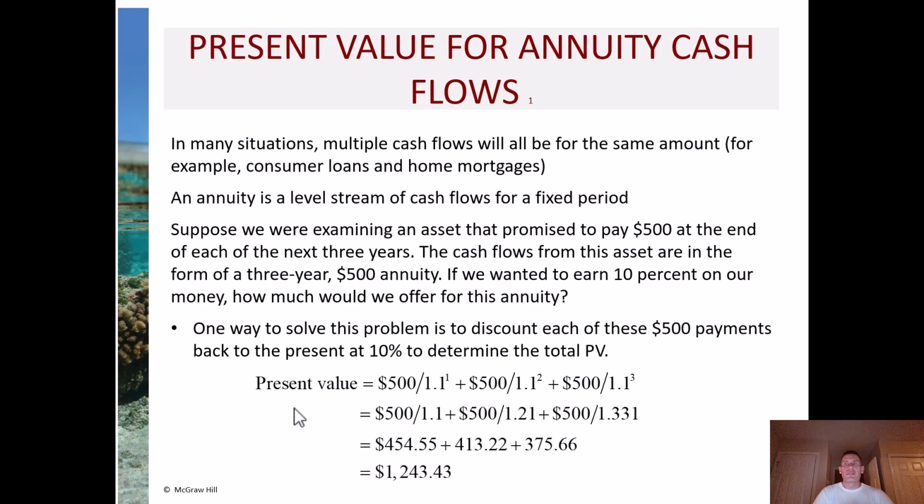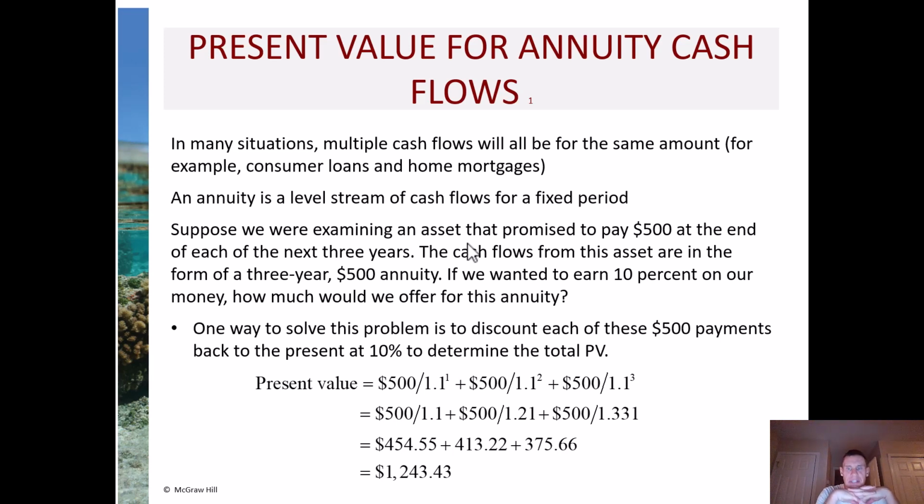All right, present value for an annuity cash flow. If you've heard the term annuity, think about an annuity as just a series of payments, either coming in or going out, that are the same amount every period. Like a car payment or a mortgage, those are examples of annuities. By definition, an annuity is a level stream of cash flows: the same payment every period for a fixed period.